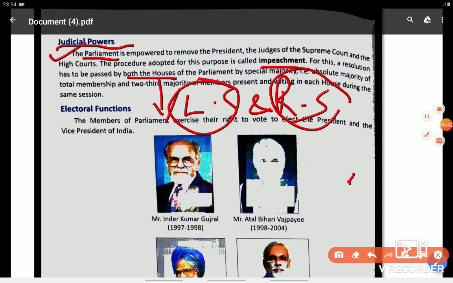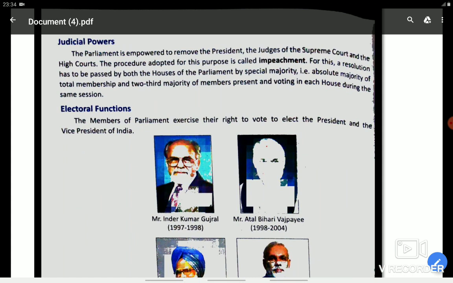Now we come to the next topic, and the last topic you can say, electoral functions. The members of Parliament exercise the right to vote. That means, if we are choosing the members of Parliament, how are we choosing them? By voting procedure, especially the Lok Sabha members, because Rajya Sabha members are indirectly elected by the people. But in Lok Sabha, the members are directly elected by the people.